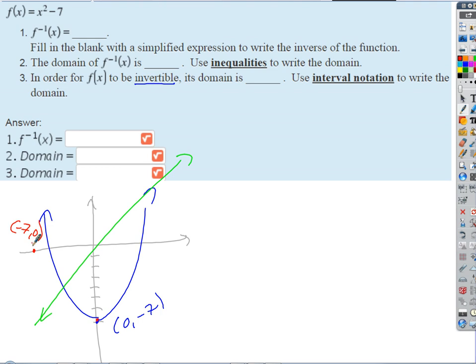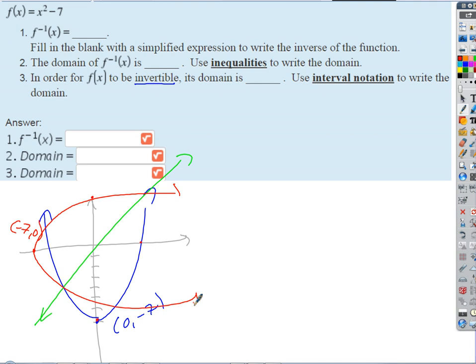Okay, what about this point? Let's take, for example, this point right here. Where would that one go? Well, that one's going to go right up there, isn't it? It's going to reflect right across. And so what's this going to look like then? It's just going to go like that. Okay, but what's the problem with that red graph? Does it pass the vertical line test? It does not pass the vertical line test, does it?